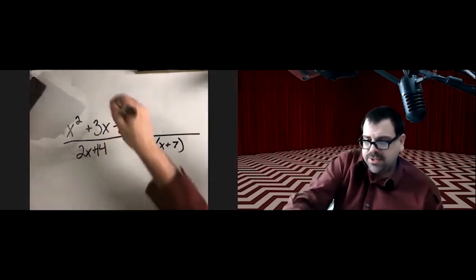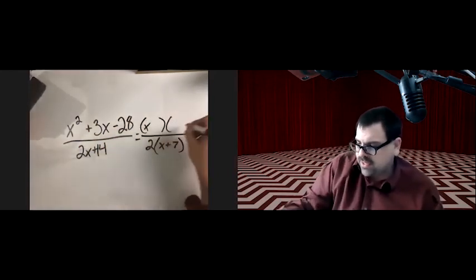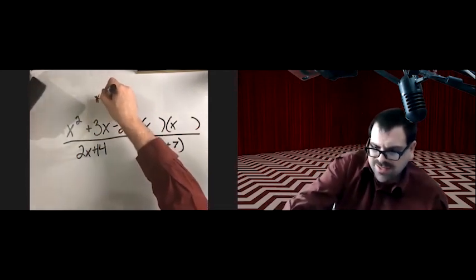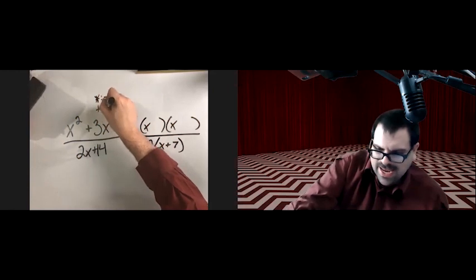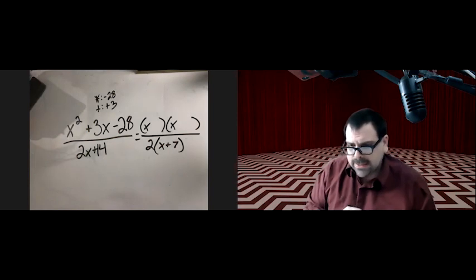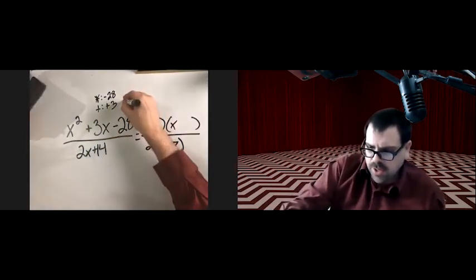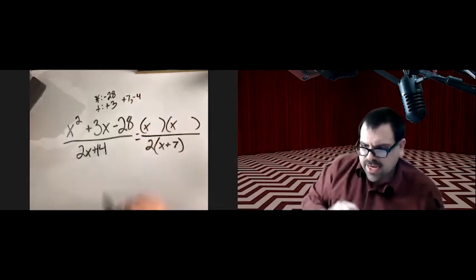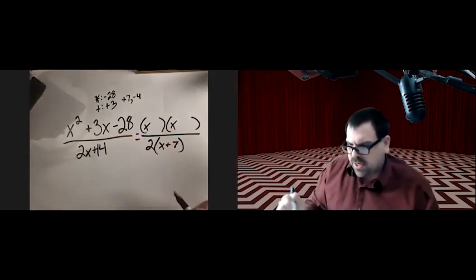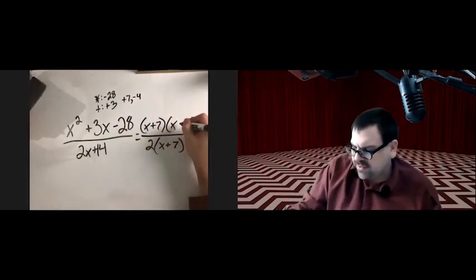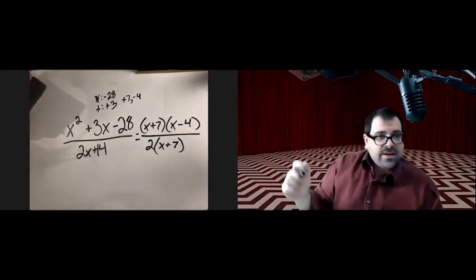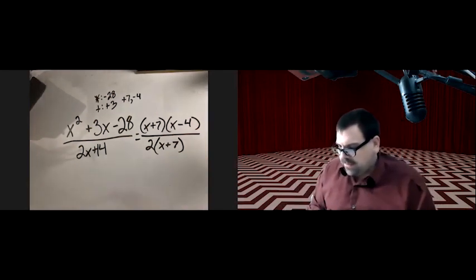On the top, I need two numbers because this is going to be an x times an x. I need two numbers that multiply to -28 and add to +3. These would be +7 and -4. They multiply to -28. They add to +3. So in goes a +7. In goes a -4. Now I've completely factored the top. I've completely factored the bottom.